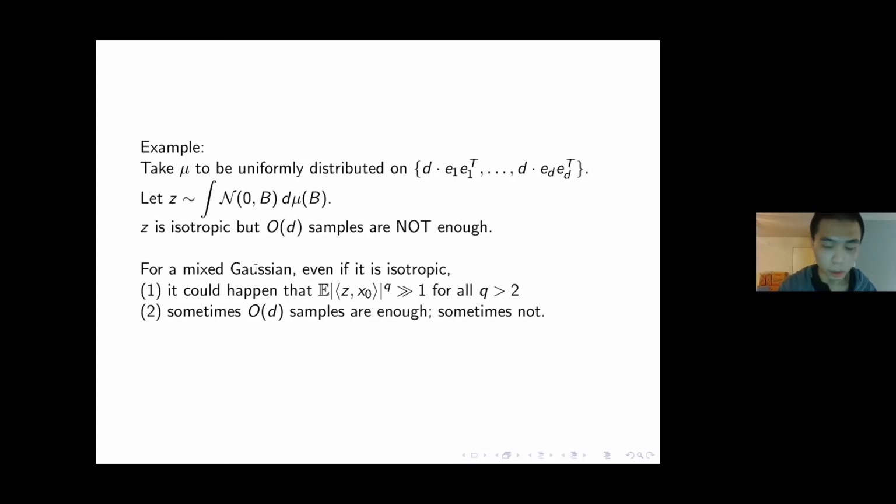So for mixed Gaussians, it could be very different from Gaussian. For Gaussian, if it is isotropic, then it has very good behavior. But for mixed Gaussians, even if it is isotropic, the one-dimensional marginal can be very bad. But even if it is very bad, sometimes D samples are enough, but sometimes D samples are not enough.